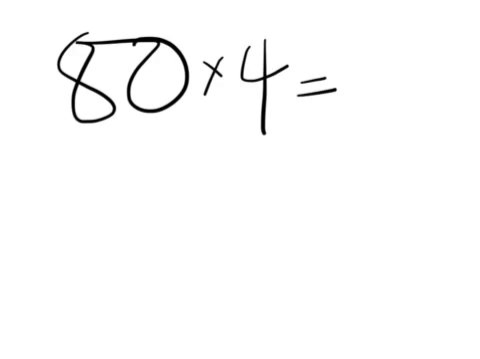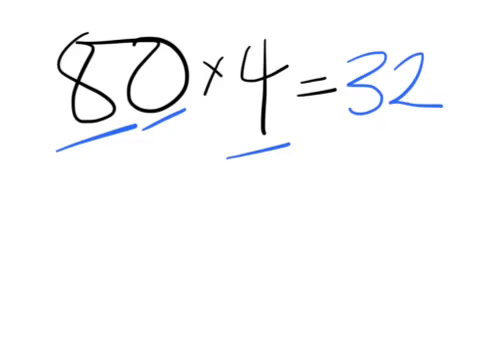Go on, have a go all by yourself. 80 times 4. Pause me, solve it yourself. Okay, I hope you paused me, and I'm going to do it. Right, 8 times 4 equals 32. There's a 0 there. I better incorporate that in my answer. 320. Okay, let's do another one.